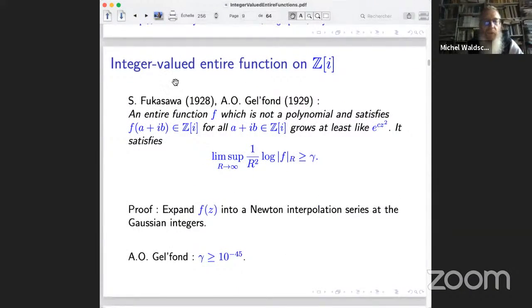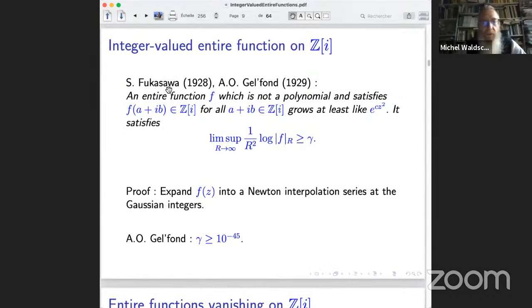And what Gelfond did after some work by Fukasawa is to extend this result, using the same proof, to functions which take integer values in Z[i]. So for all the Gaussian integers a + ib, we assume that f(a + ib) is in Z[i], that is, it is an integer in the sense of Gaussian integers. And what Fukasawa and Gelfond proved is that such a function grows at least like the exponential of z squared. So it's not exponential growth, it's z squared in the exponential. The precise result is that the lim sup of (1/r²) log |f|_r is at least some positive constant. The constant found by Gelfond was strictly positive, but the lower bound is 10 to the minus 45. So it is a very small lower bound.